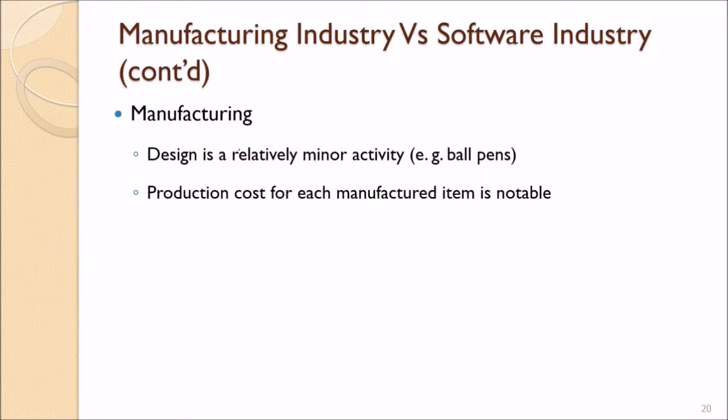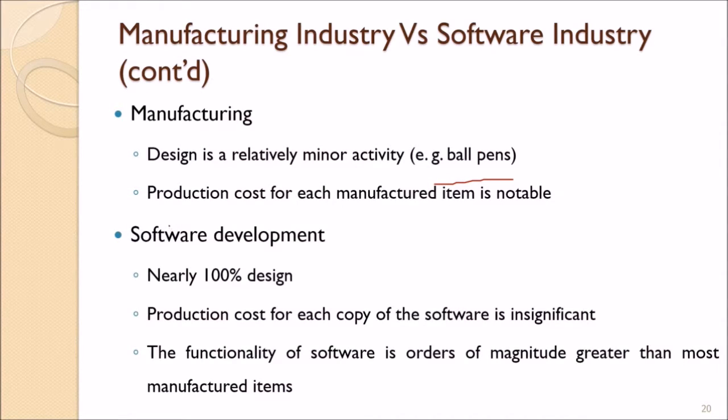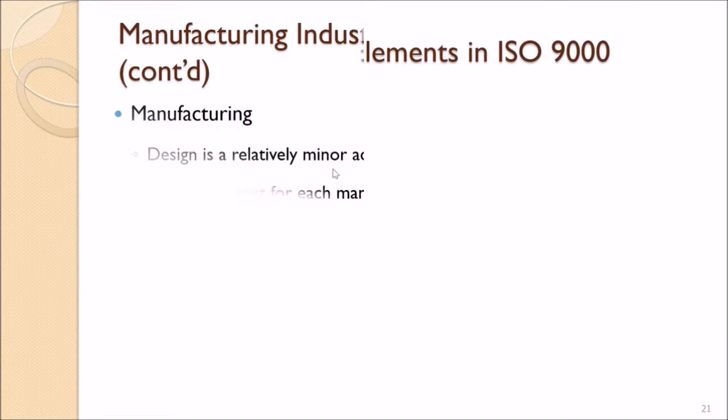So in manufacturing, for example, design is a relatively minor activity, for example, ball pens, but the production cost for each manufactured item is notable. In the case of software development, it is nearly 100% design. So the production cost for each copy of software is insignificant. You make one and you can just copy it. You have a product, you can install it anywhere. And the functionality of the software is orders of magnitude greater than most manufactured items. Functionality. That is what we see in the diagram just now.